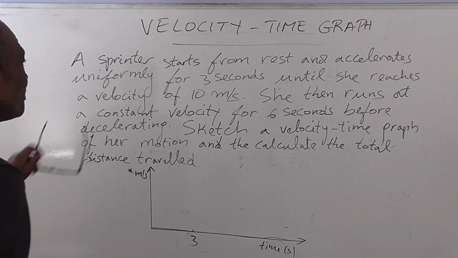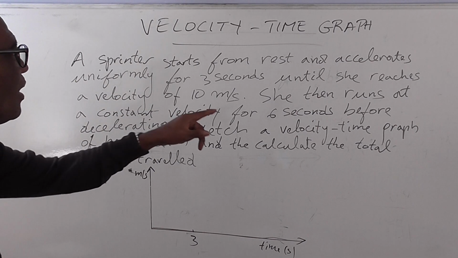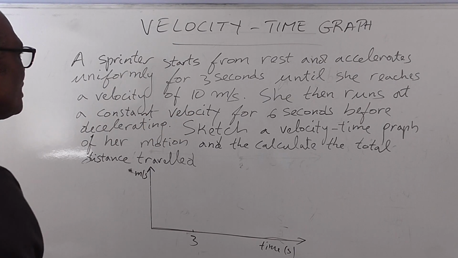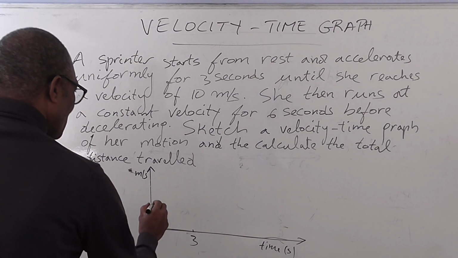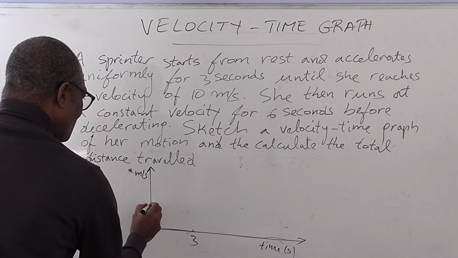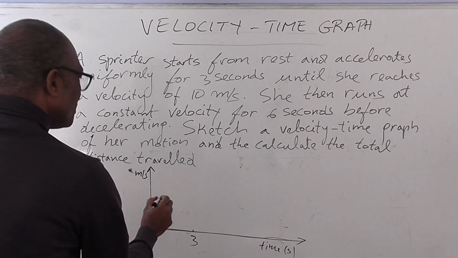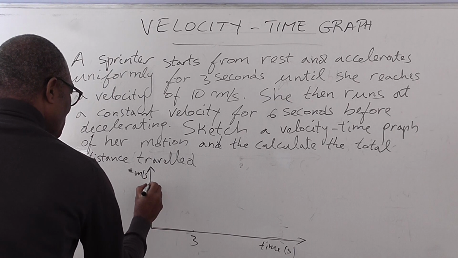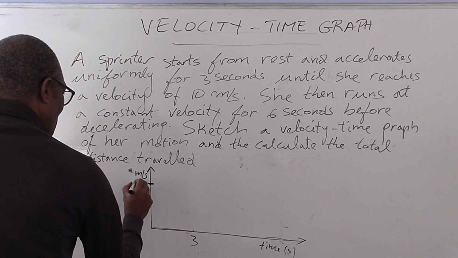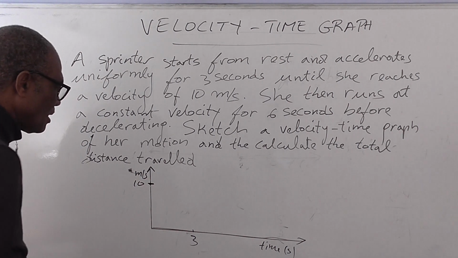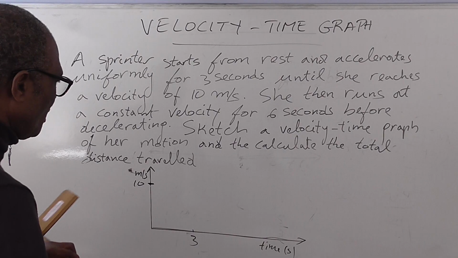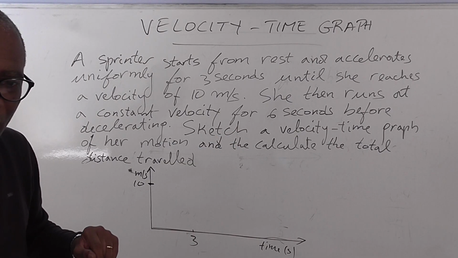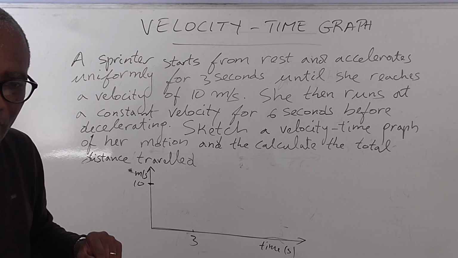And then they say until she reached a velocity of 10 meters per second. I put 10 meters per second there. If it was an exam, do I have to put all the numbers or just the numbers I need?